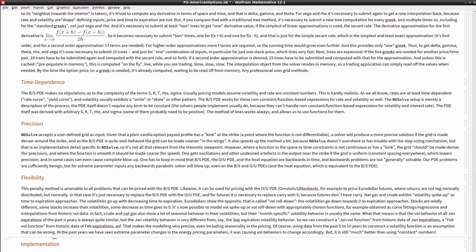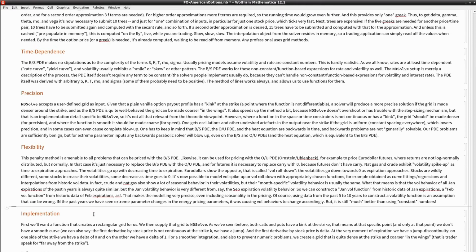Okay, so with that, I want to come to the implementation. I first want to mention that we want to have a function that creates a rectangular grid for us. This is a helper function that we need to create in order to have this user-defined grid that is dense at the strike and very coarse out in the wings. And we then supply that grid to NDSolve.